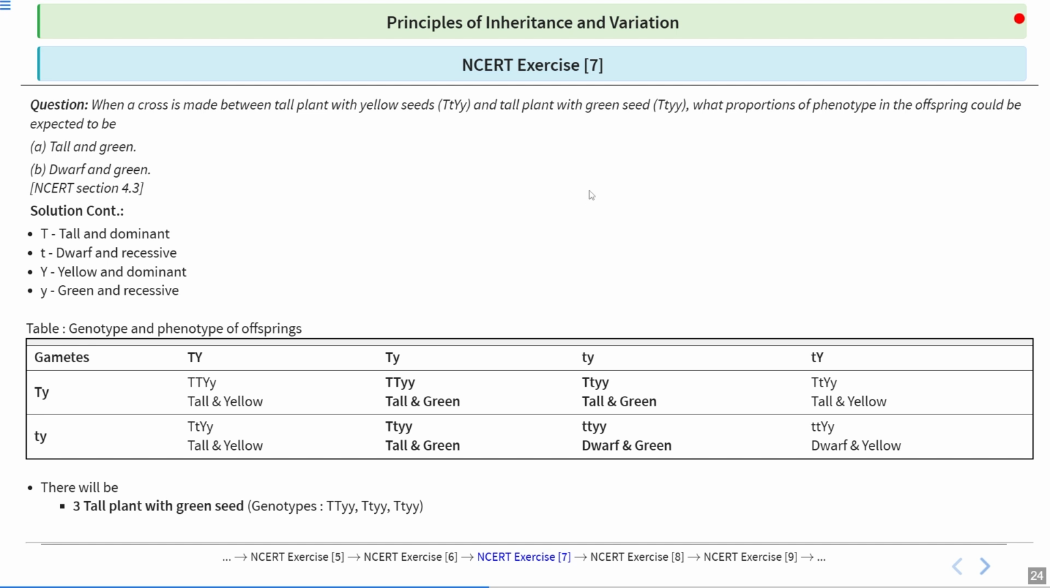Then the next question was dwarf plants having green seeds. So one dwarf plant with green seeds, you are getting only one genotype here: small t, small y, small y. This will be the dwarf plant having green seeds. So this is homozygous recessive for both the traits. Clear?